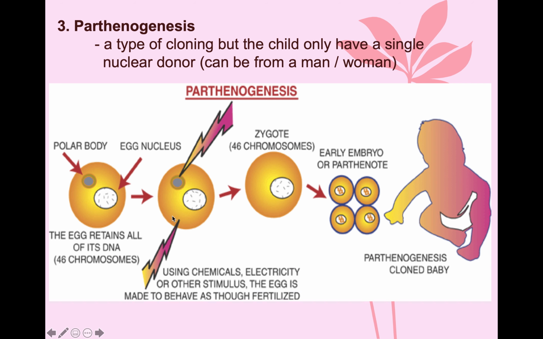Now, the third method is parthenogenesis. This is a type of cloning, and the restriction is that the child only has a single nuclear donor. It can be either from a man or a woman, it doesn't really matter. The good thing about parthenogenesis is that you could determine the sex of the baby beforehand. You just need a polar body from either the man or the woman, and of course an egg nucleus. Fuse them together by electrofusion, and with many cell divisions a zygote is produced, and then you could get a baby via surrogacy.